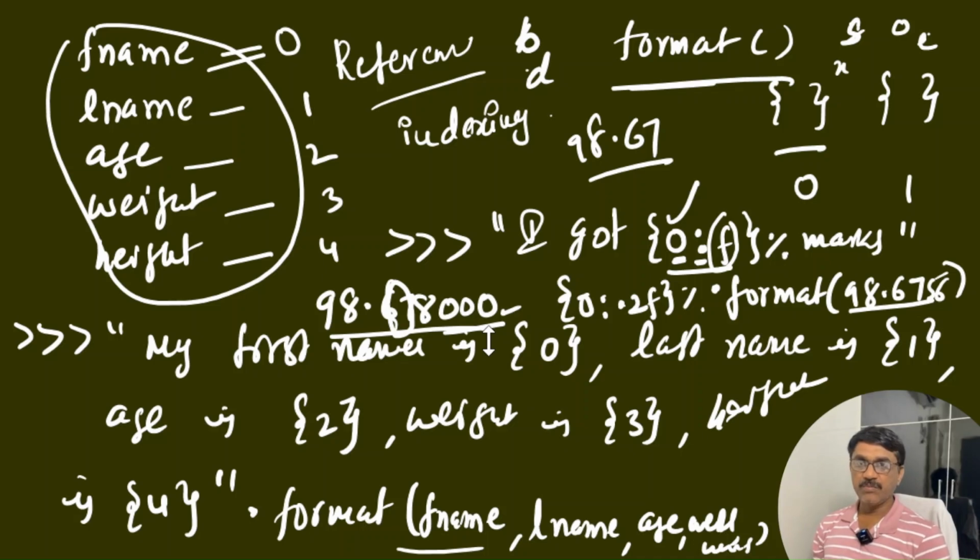So with this, we have completed the first string formatting operator, the modulo operator percentage. Next, we have completed the format. So in the next class, we will see f strings.